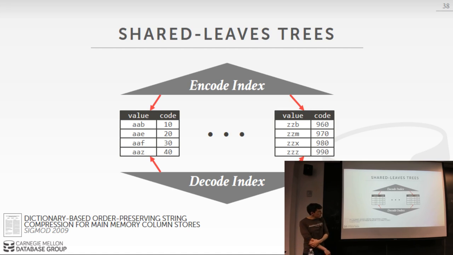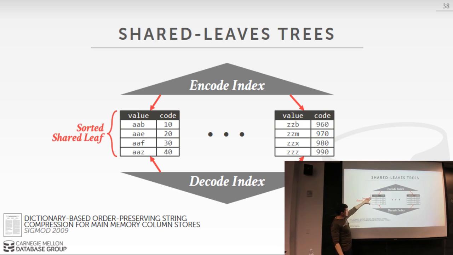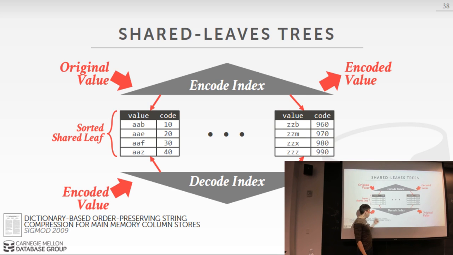The main takeaway from the paper, what makes it interesting, is that they maintained two trees, and they share the same leaf pages across the two trees. These are going to be sorted leaves, the values mapped to the codes. At the top, you take the original value, do a lookup in the index, find your table here, and do binary search to find the thing you want. In the case of the bottom one, you take the compressed value in, do the lookup, and here you have to do a sequential scan because this is sorted on the original values. But then you can find your value and return the original form.